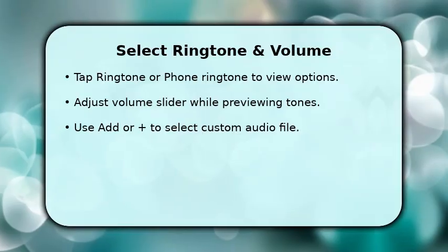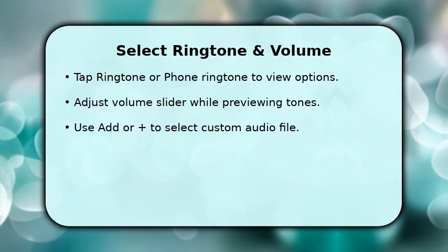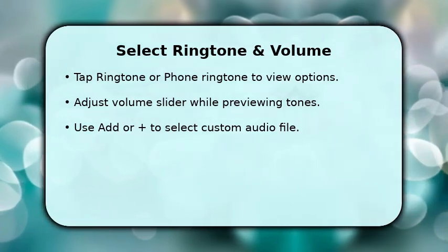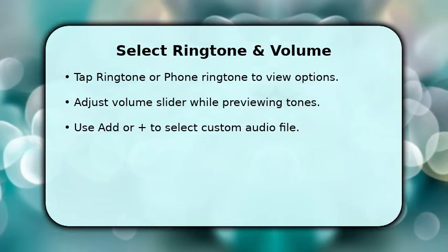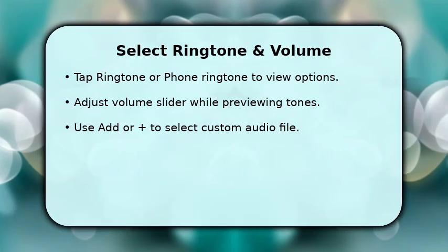If you want a custom file, choose Add, Plus, or My Sounds to pick an MP3 from storage. Once done, confirm the selection. Some systems require Save or OK. Make sure the selected tone shows as active in the sound screen before moving on.